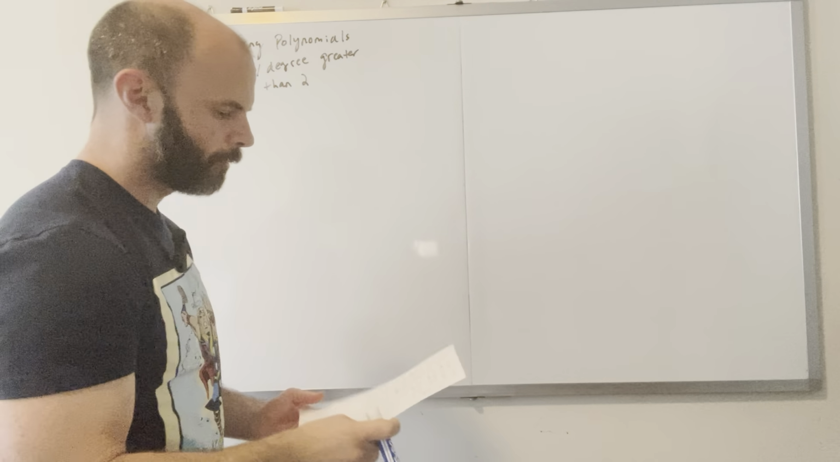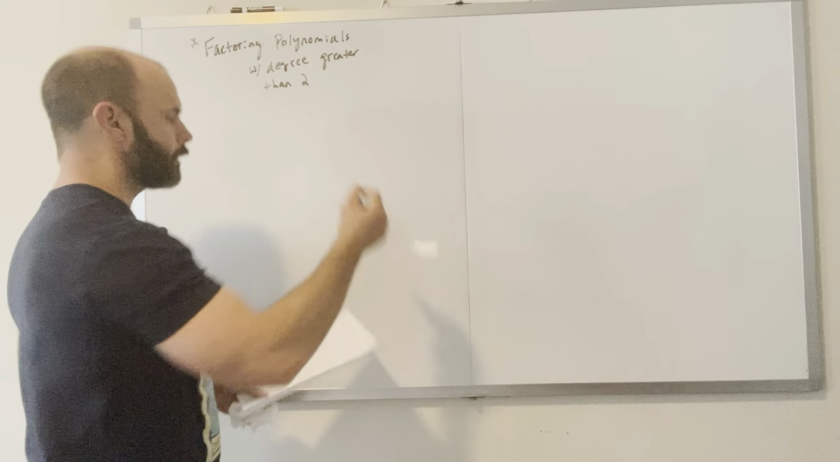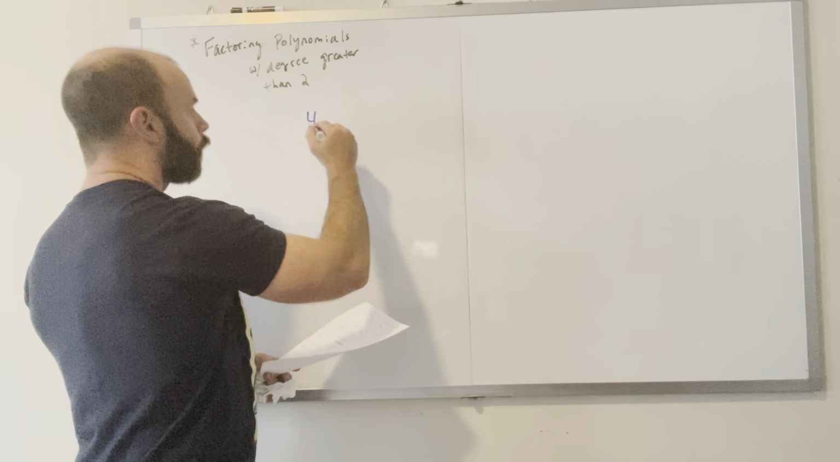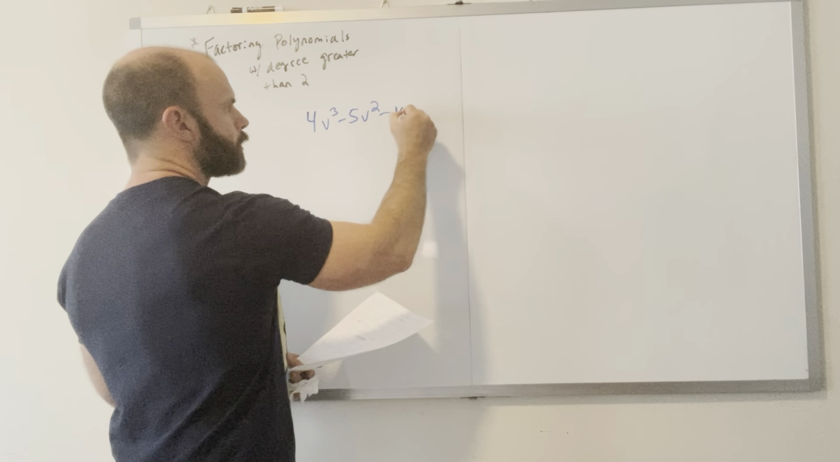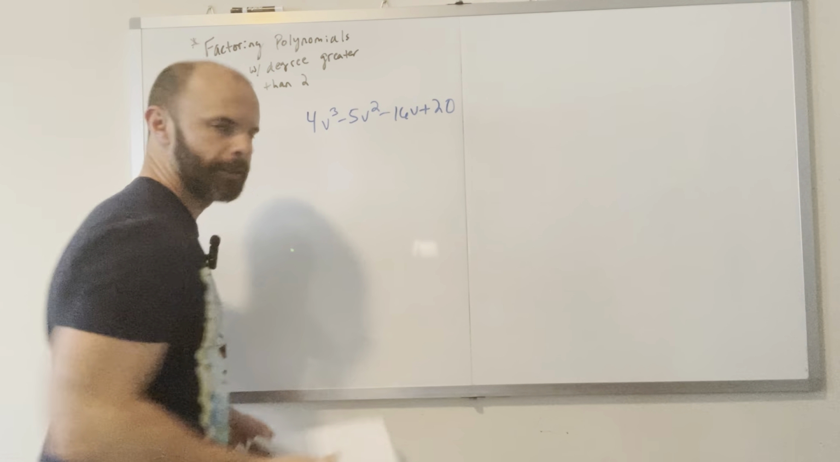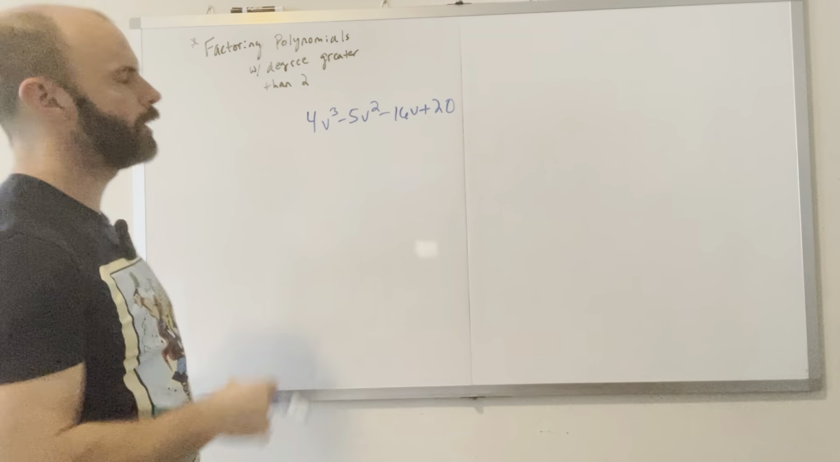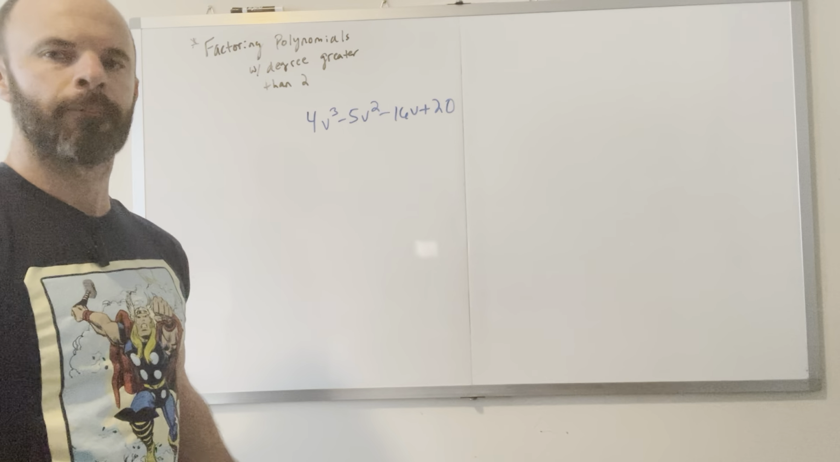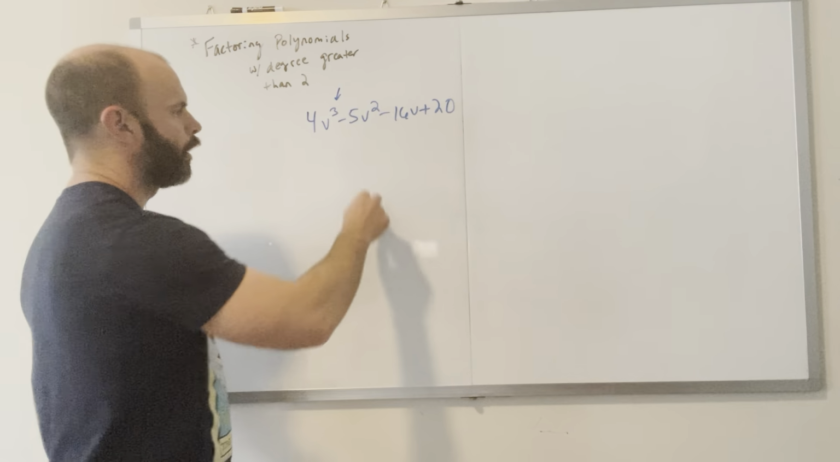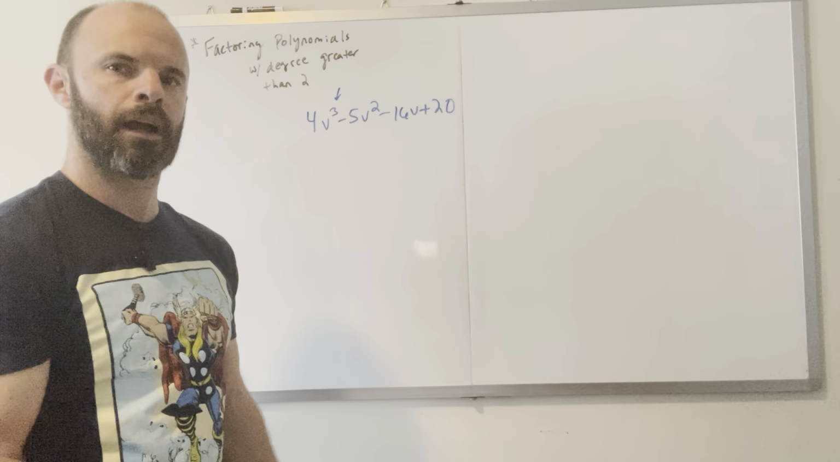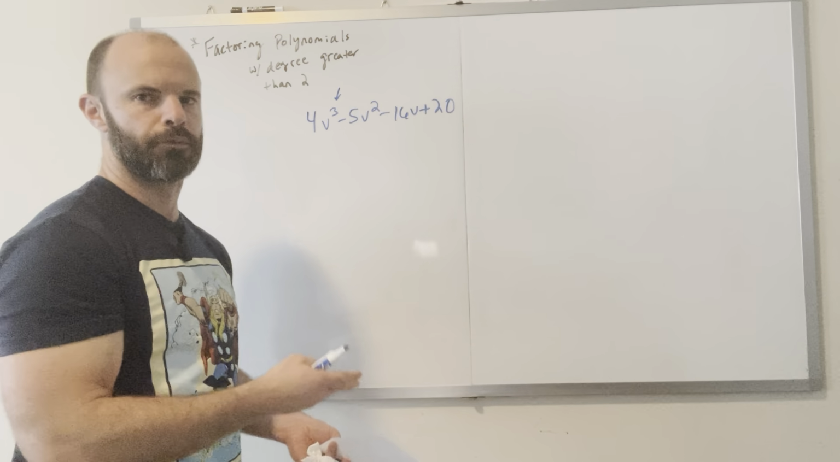So let's continue on. Now let's say we have 4v cubed minus 5v squared minus 16v plus 20. Okay, so this is going to be an example of factor by grouping. And again, it's a third degree, so I know that it's going to cross potentially 3 times. So I'm hopefully going to have 3 roots.